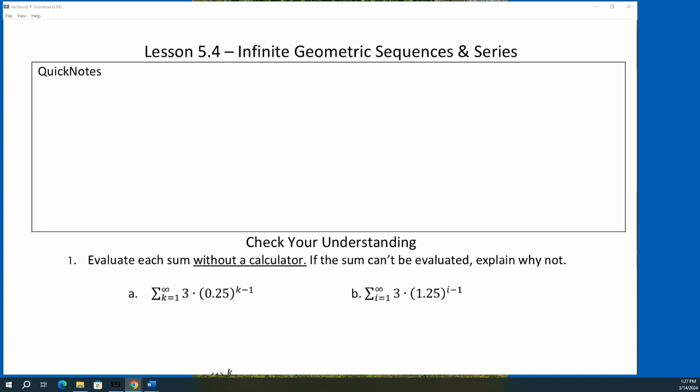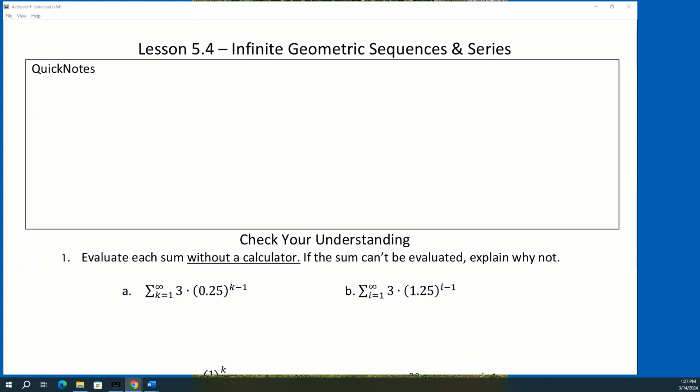Now, that formula only works for r's that are between 0 and 1. Like if you're multiplying by 3 each time, if you raise 3 to infinity, it's too big, your calculator can't even express it because it's infinity. So this only works when the r is between 0 and 1, and we'll write that down.